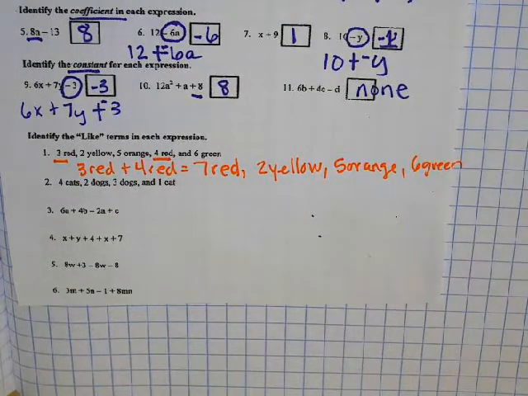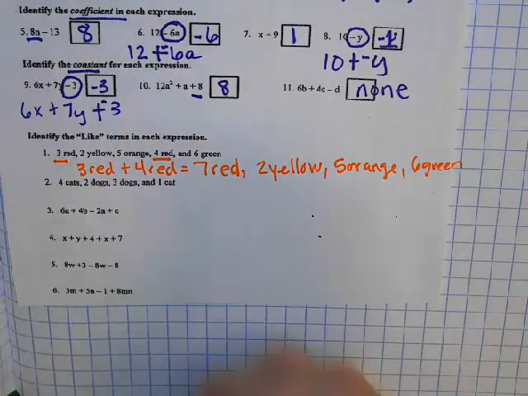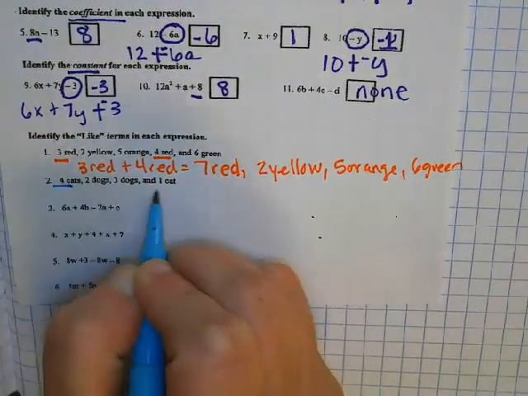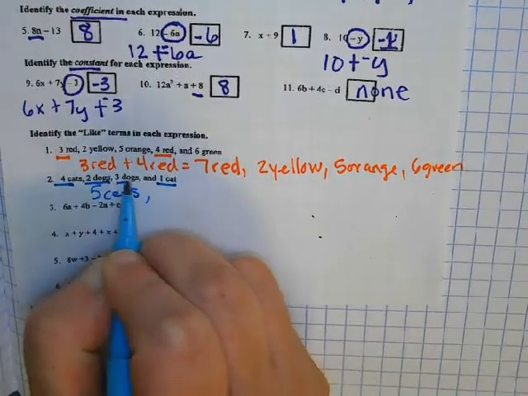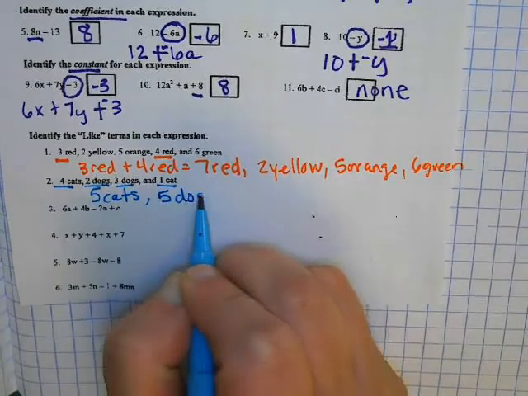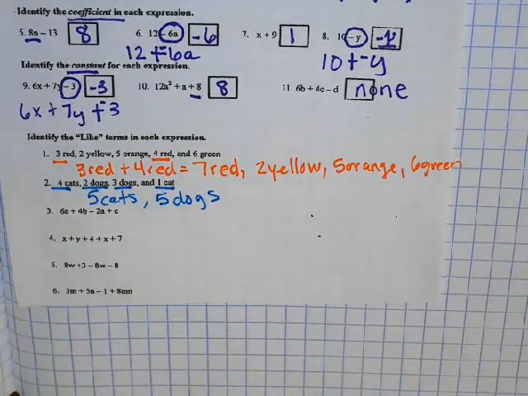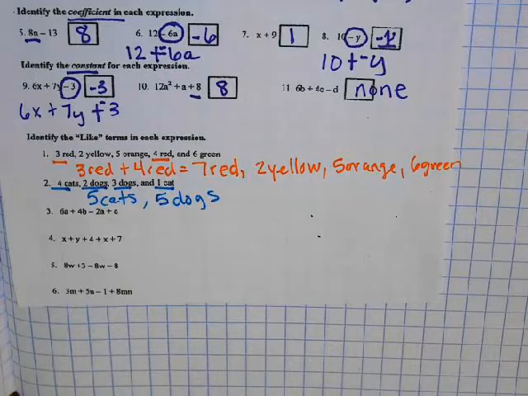All right, let's look at number 2. 4 cats, 2 dogs, 3 dogs, and 1 cat. What could I combine? Well, 4 cats and 1 cat makes 5 cats. And 2 dogs and 3 dogs make 5 dogs. All right, we're going to try number 3 together, and then I'm going to let you pause it and try the last 3.